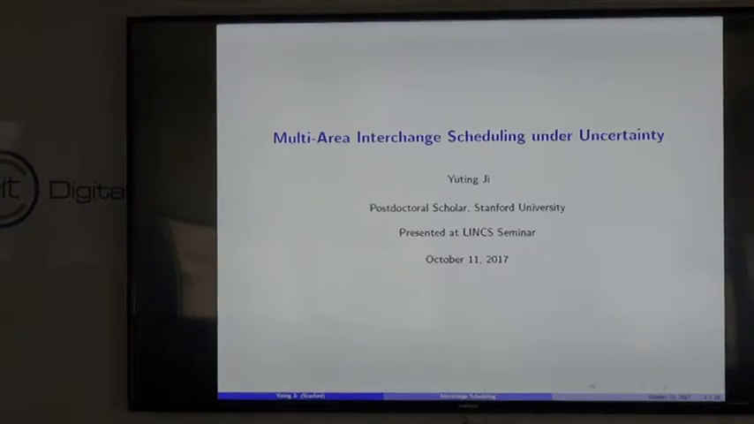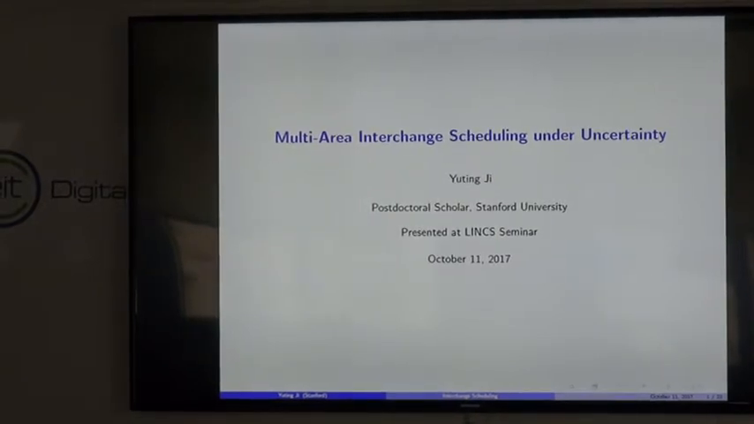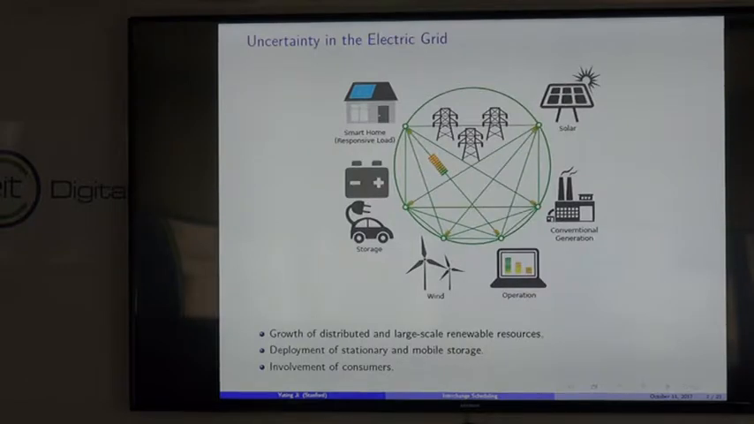So this is today's topic. I'm going to talk about multi-area interchange scheduling under uncertainty. Before I go to my talk, I want to know who has a power system background here. Okay, perfect. There are minorities, but I will try to make things slow at the beginning.